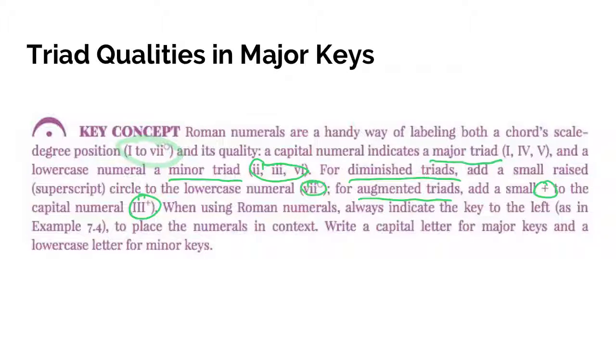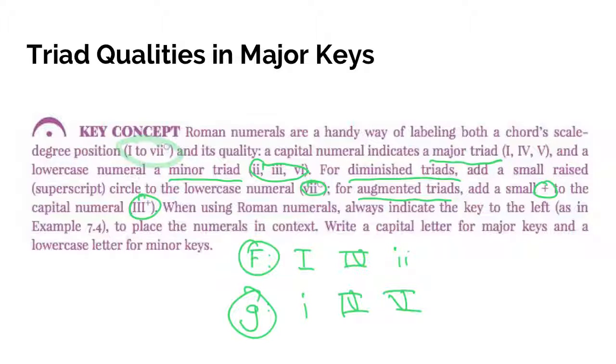Write a capital letter for major keys and a lowercase letter for minor keys. So for example, if we had F major, we would write a 1 chord, a 4 chord, a 2 chord, etc. If it was a minor key, we would write little g, 1, let's do 4, can do a 5, etc. So using the letters to tell us whether we're in minor or major keys.